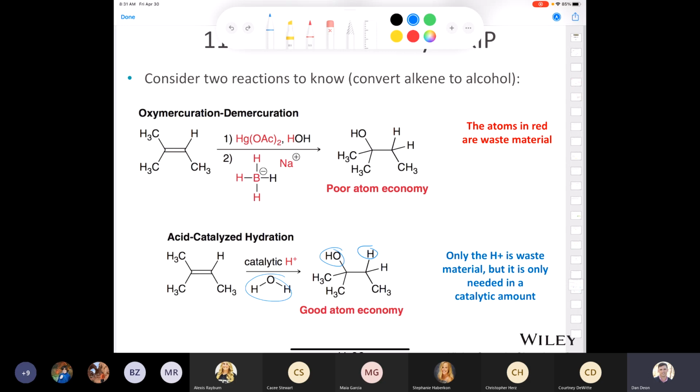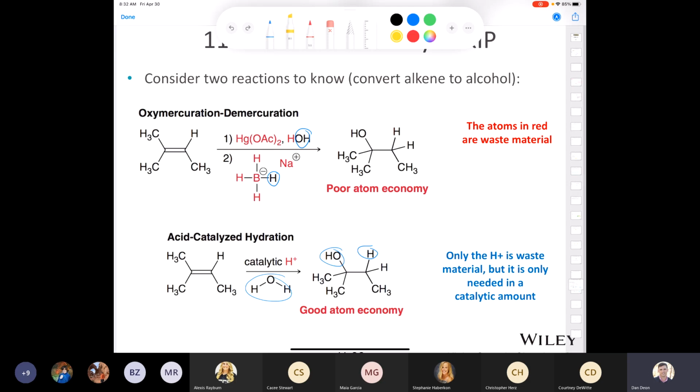However, what if you do oxymercuration, demercuration? All of the atoms that are highlighted in red here, none of those get incorporated into the final product, okay? The water that gets added to the molecule comes from this water molecule, and the hydrogen comes from the borohydride. So everything else here is waste, right? All that mercury, the boron, salts that are produced, all that junk goes in the waste. So that's what we call a poor atom economy.